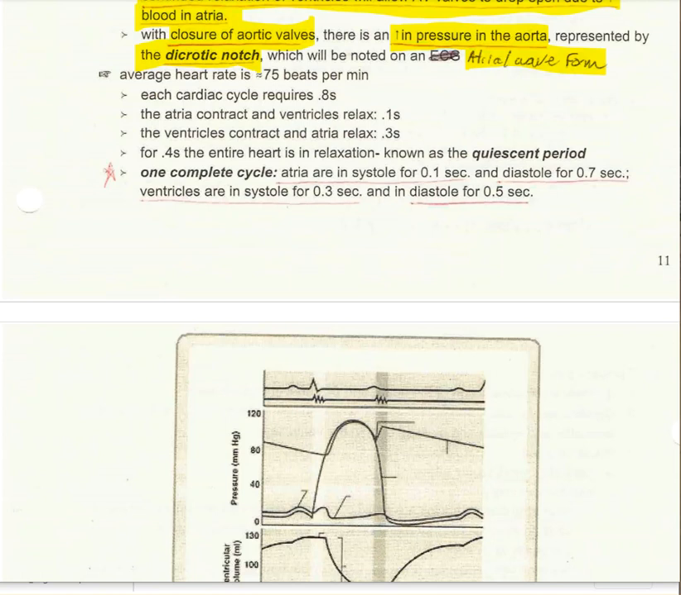So the rest of the time, about half the time, the whole heart is in relaxation, known as the quiescent period, the quiet period, right, when it's repolarizing. Now, one complete cycle means then that the atria are in systole for about 1/10 of a second and diastole for about 0.7. And then also during that 0.8, the ventricles are in systole for about 0.3 of a second and in diastole for about 0.5 of a second.